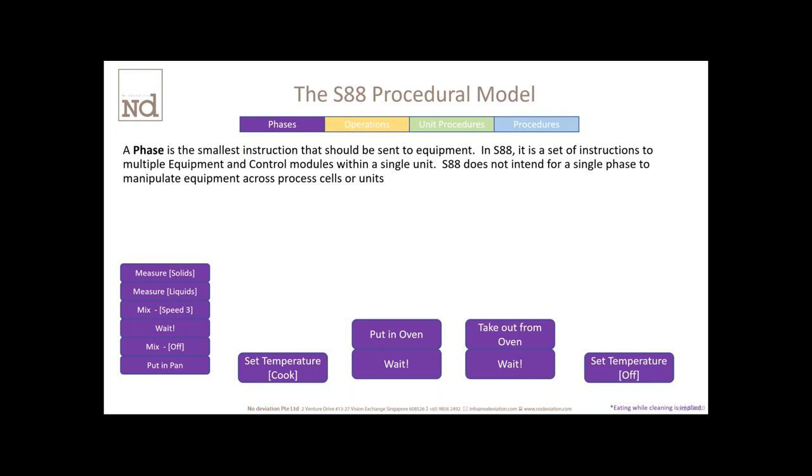This is process versus physical versus procedural models. It's a different outcome with the same equipment, but in a different step of the process. And because of the physical and process model decoupling, phases like measure, mix, set temperature, weigh, you can create them once and repeat them as needed across different units and operations, as long as the other units have the same equipment required by the phase, like a weigh scale or some kind of temperature control.